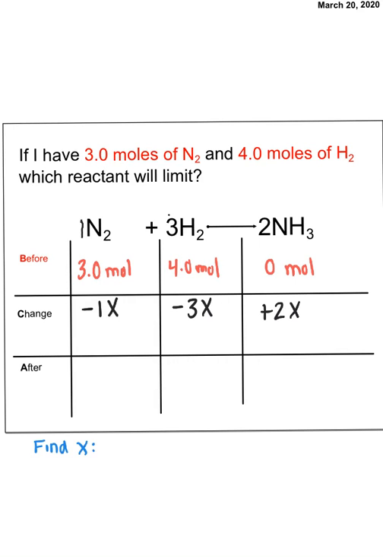I'm going to do this for both reactants. So starting with N2, I'm going to take the before, 3 moles, divided by the coefficient, so that's 3. And I'm going to do the same for H2. So I take 4 moles divided by the coefficient of 3, and that gets me 1.33.